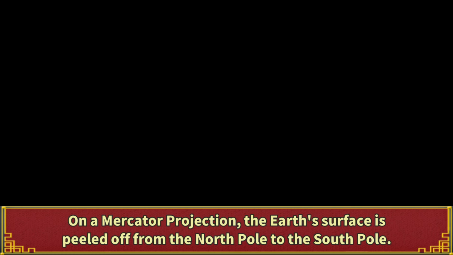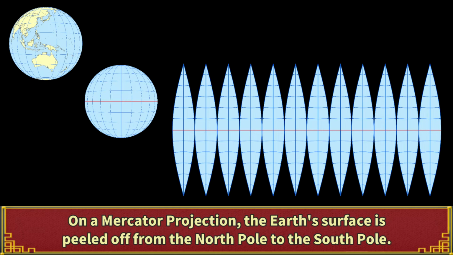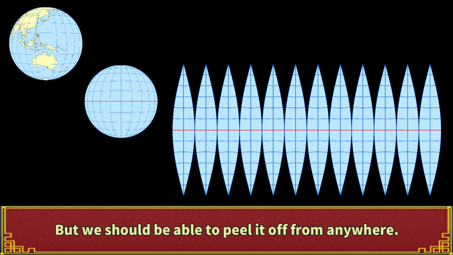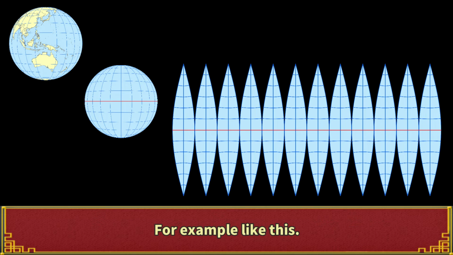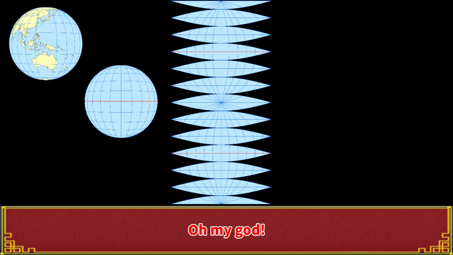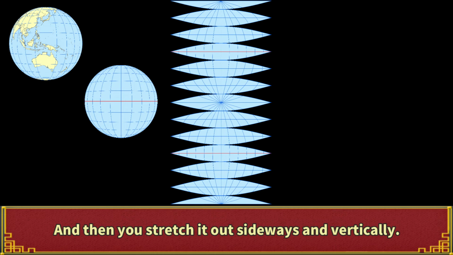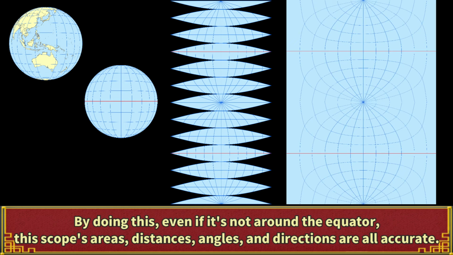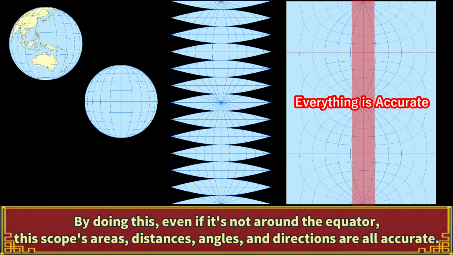Huh? On a Mercator projection, the Earth's surface is peeled off from the North Pole to the South Pole, but we should be able to peel it off from anywhere. For example, like this. Oh my god! And then you stretch it out sideways and vertically. By doing this, even if it's not around the equator, this scope's areas, distances, angles, and directions are all accurate.